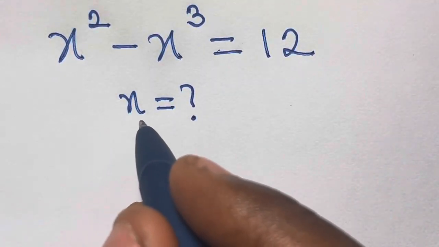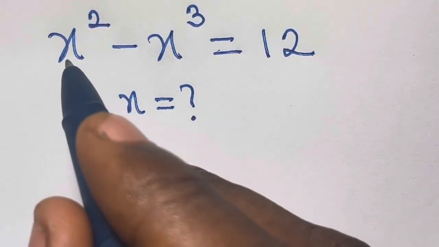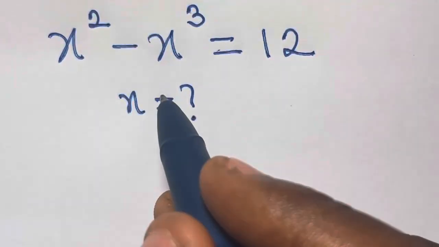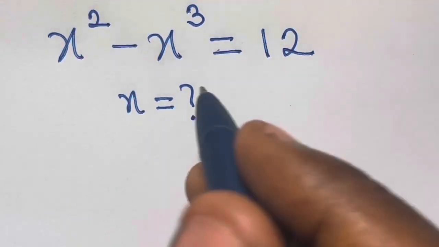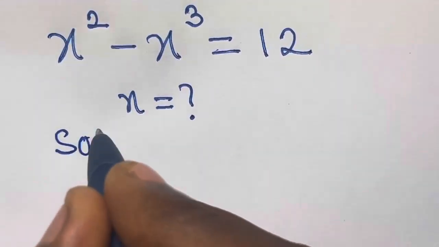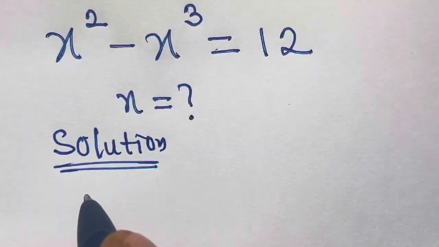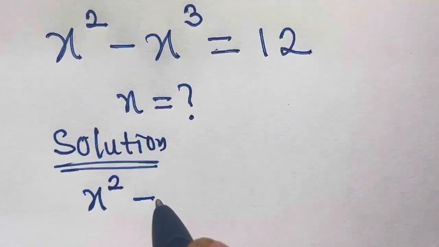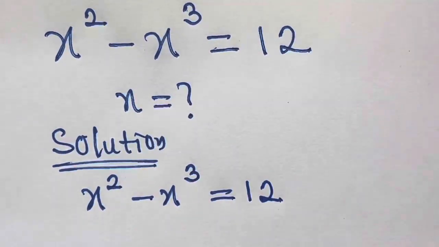Hi, welcome to Mathematics. In this video, we want to solve for x in x raised to the power 2 minus x raised to the power 3 equals 12. So let's see the solution. We have x squared minus x cubed equals 12.